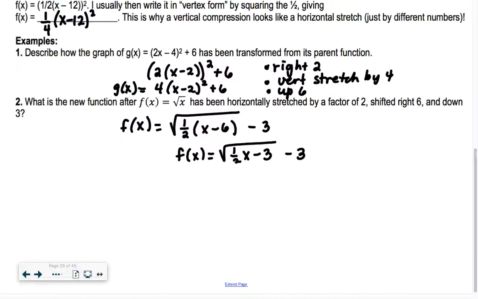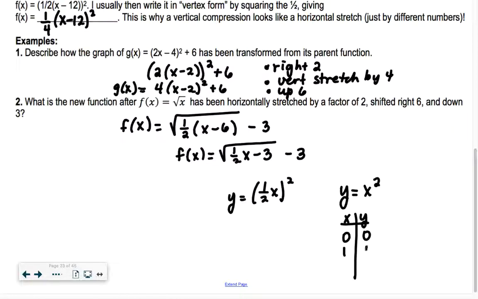Yeah, Greta? So, like, why is it horizontally stretched if it's 1/2? Because isn't that x smushed or compressed? It is if it's on the outside, but not on the inside. So the basic example that I give is if I have y equals x squared, and I have y equals (1/2 x) squared, and you think about their t-tables, we know we have 0, 0, 1, 1, 2, 4, right? -1, 1, and so on.